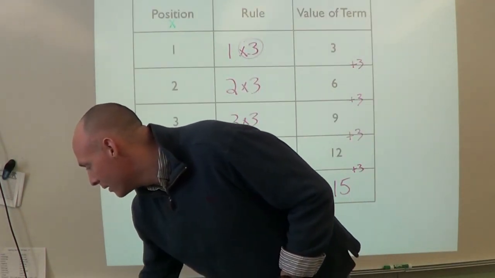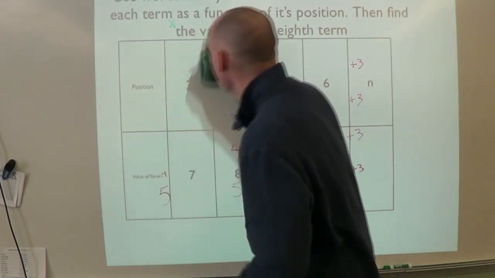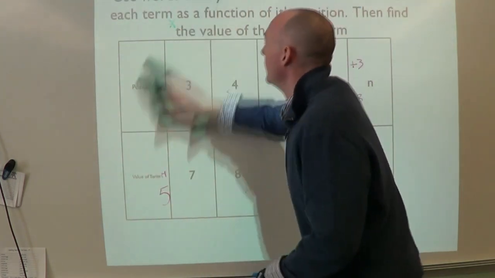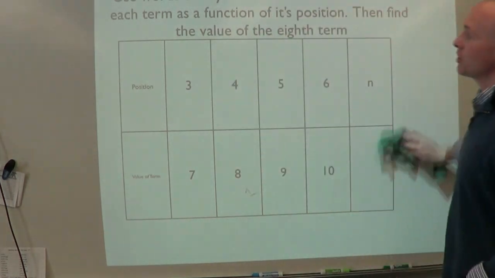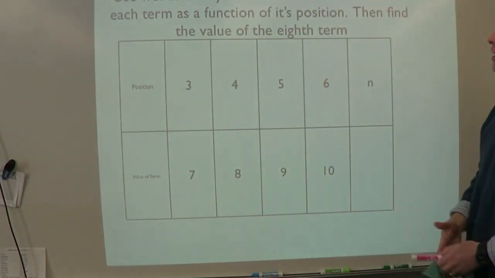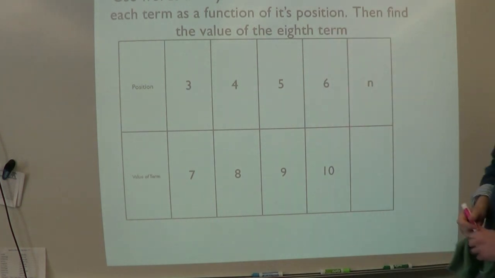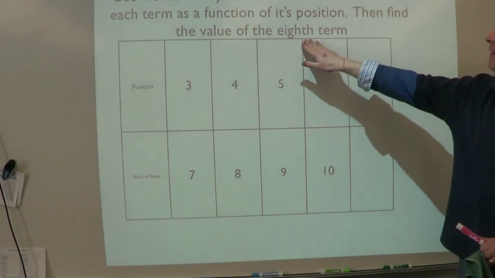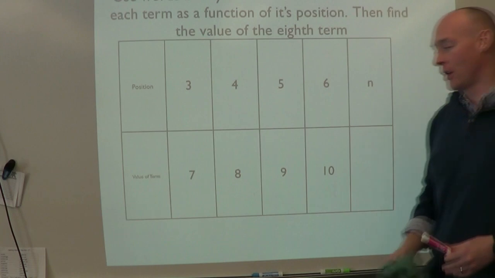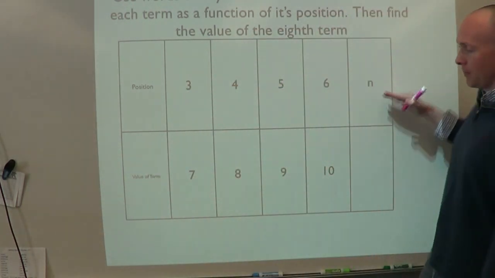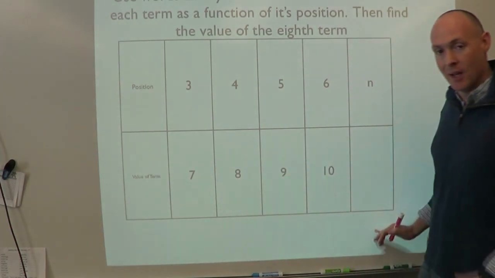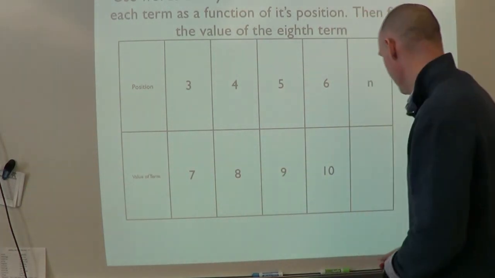Here I have another chart. Use words and symbols to describe the value of each term as a function of its position. Then find the value of the 8th term. So what we're going to have to do is figure out, based on the position, what is the value going to be? So we're looking for a rule.